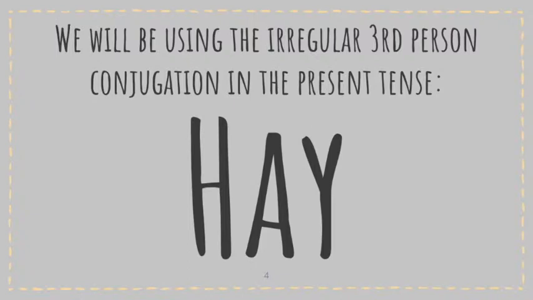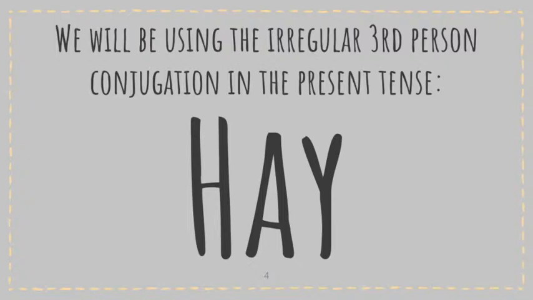Today we are going to be talking about the word hay. This word is the irregular third person conjugation in the present tense. So haber has been conjugated to form the verb hay. And one of the things about this word that can make it difficult for native English speakers is that it looks like an English word.